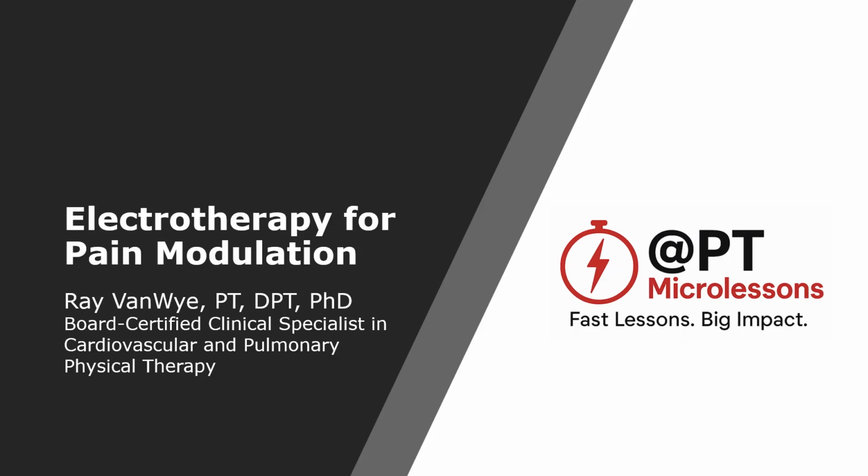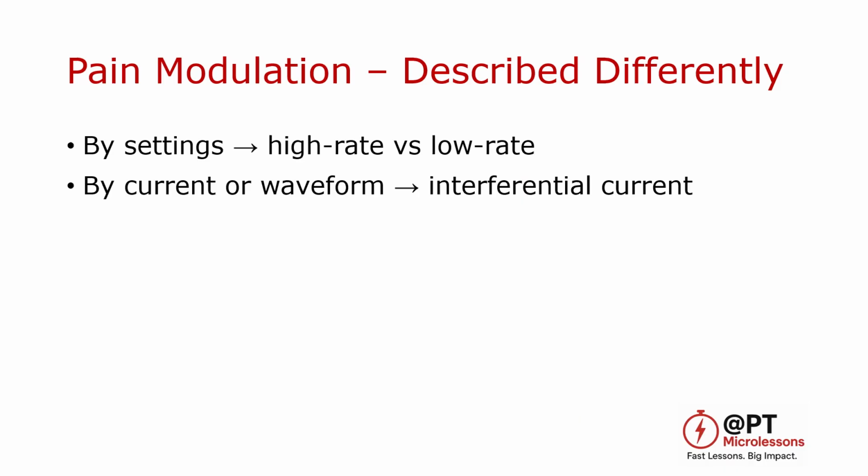In this video, we will cover electrotherapy for pain modulation. In physical therapy, pain modulation is often described in different ways. Sometimes it is described in terms of settings, such as high rate or low rate TENS. Other times it is described based on the type of current and waveform being used, such as interferential current. So let's work through how to make sense of it.